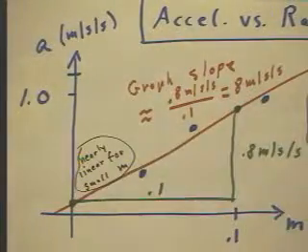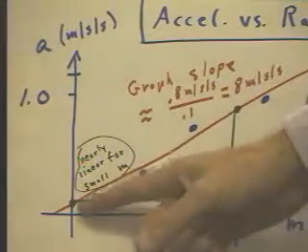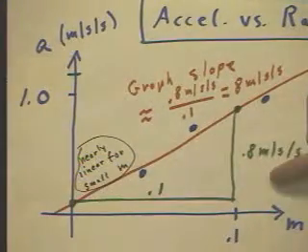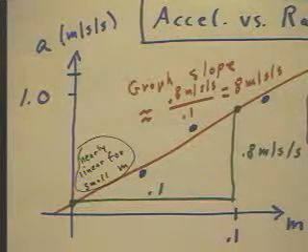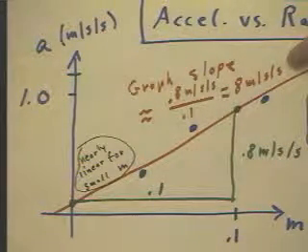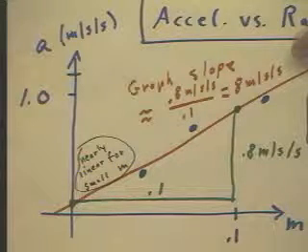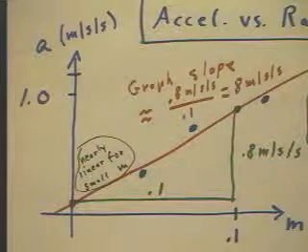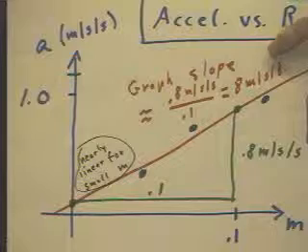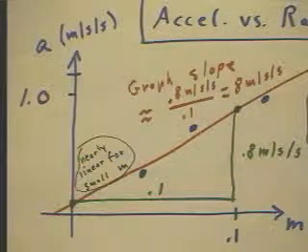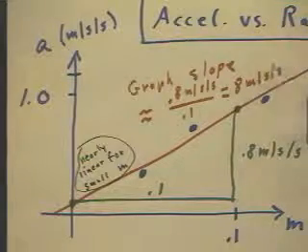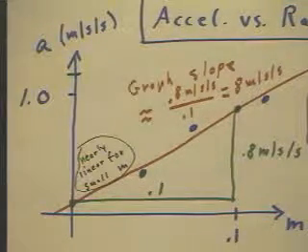The graph slope might turn out to be a run of 0.1 meter and a rise of 0.8 meters per second squared, giving us a slope of 8 meters per second squared. The accepted value of the acceleration of gravity is 9.8 meters per second squared, and the graph slope should be identical to the acceleration of gravity. So what we're doing in this experiment is measuring the acceleration of gravity.